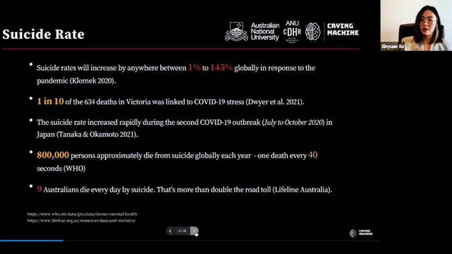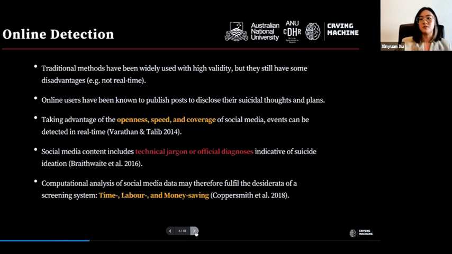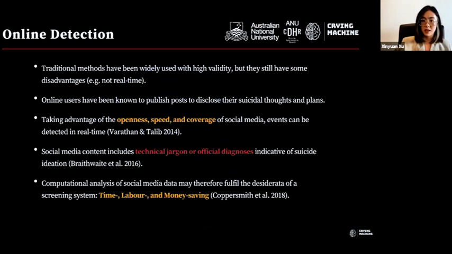Considerable efforts are directed at early detection and prevention of suicide risk. Although the traditional methods such as professional interviews, clinical judgments, and self-report questionnaires have been widely used with high validity, they still have some disadvantages. For example, they might not identify real-time changes in a person's ideation, and the sample size is limited. Research also finds that people with suicide ideation often have low motivation to seek professional help, and taking a suicide assessment may lead to negative effects. The online methods, therefore, might be more effective.